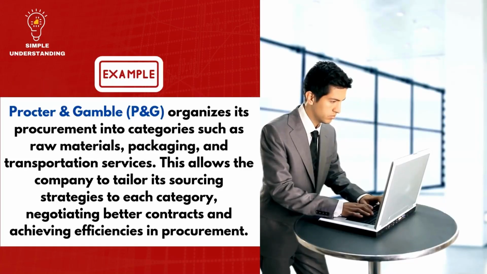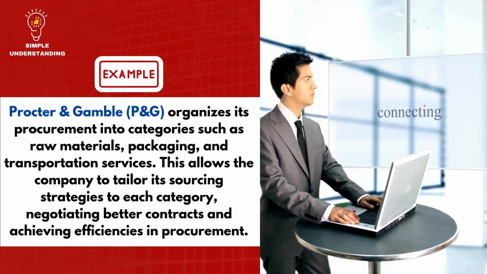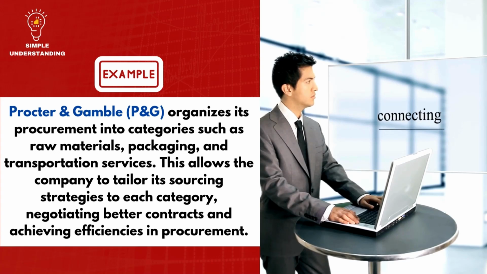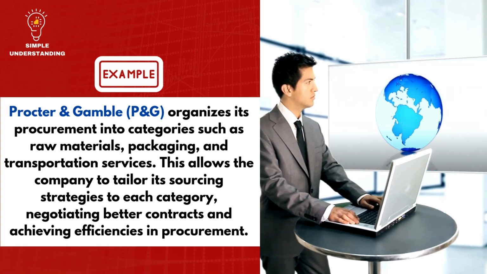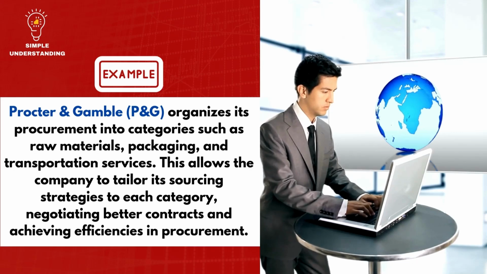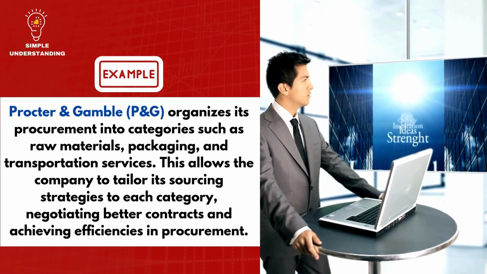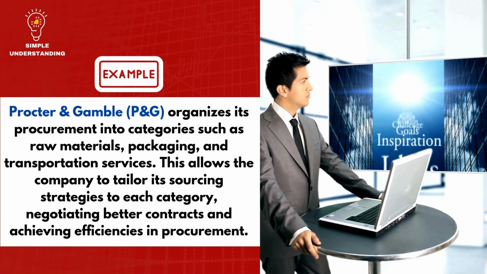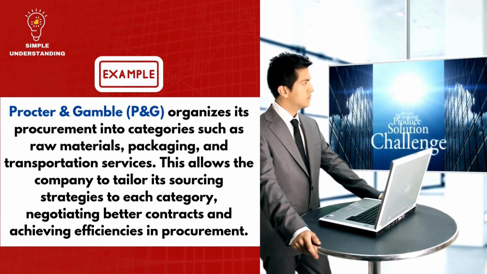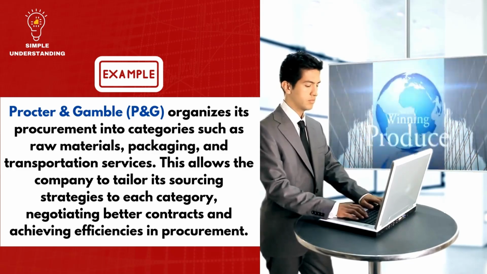Real company example. Procter & Gamble, P&G, organizes its procurement into categories such as raw materials, packaging, and transportation services. This allows the company to tailor its sourcing strategies to each category, negotiating better contracts and achieving efficiencies in procurement.